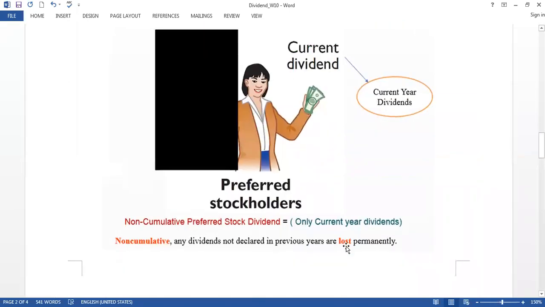Look at this last sentence. Previous year unpaid dividend is lost permanently. Permanently means if the company did not give you a dividend last year, it is your loss. You cannot claim this money. But you are going to receive only current year dividends.